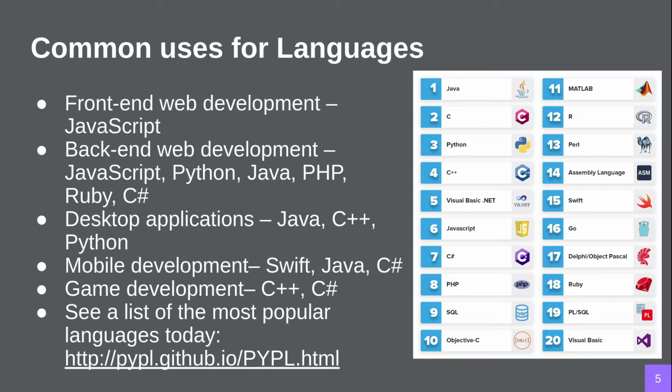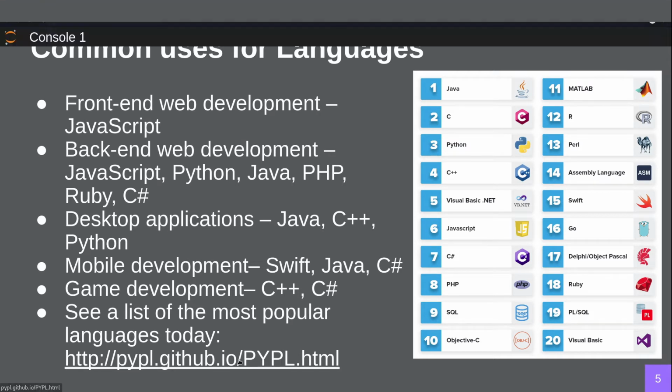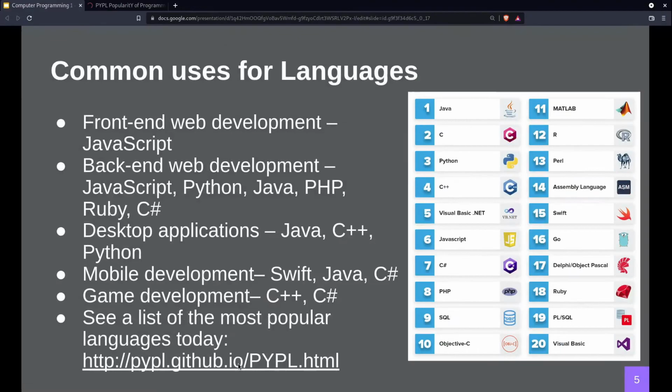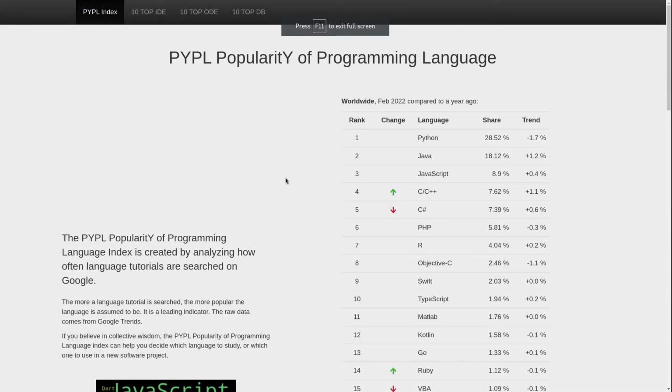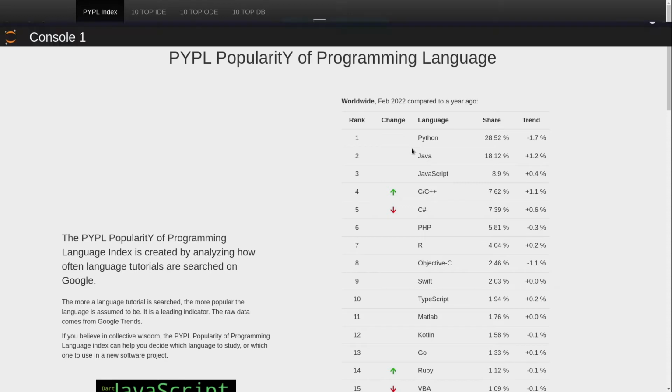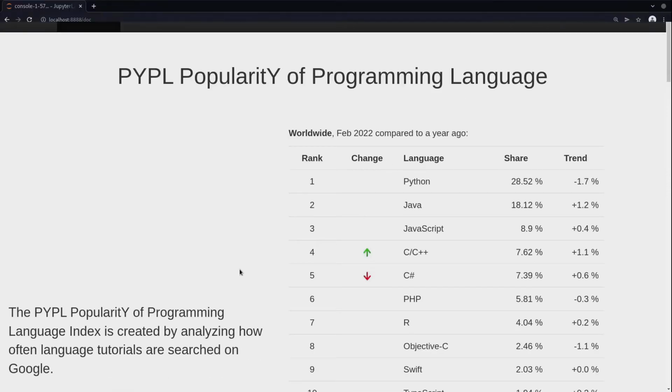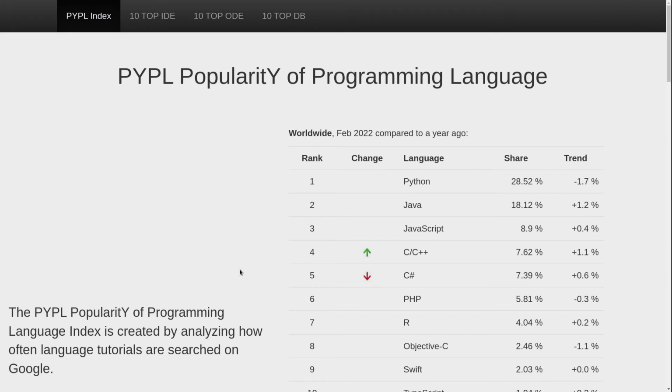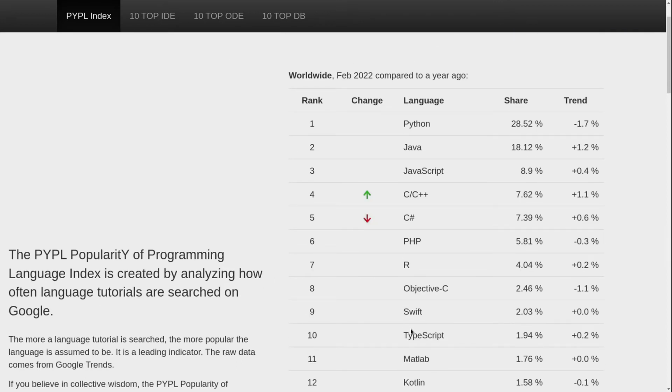In programming languages, the number one at the time of taking this screenshot was Java, followed by C, followed by Python. However, let me just follow this link. This is an up-to-date link here, and let's have a look at this. At the moment, in February 2020, let's just zoom this in a wee bit, Python is the most popular language, followed by Java, followed by JavaScript, followed by C and C++, followed by C#, followed by PHP, followed by R. Then we have Objective-C, Swift.